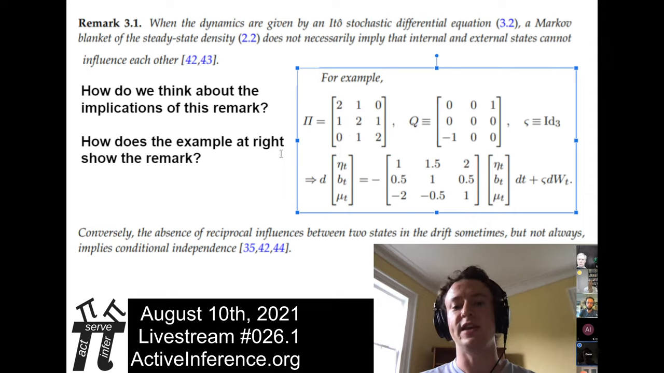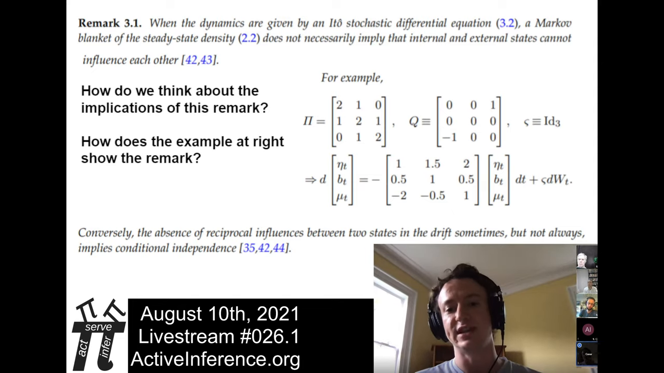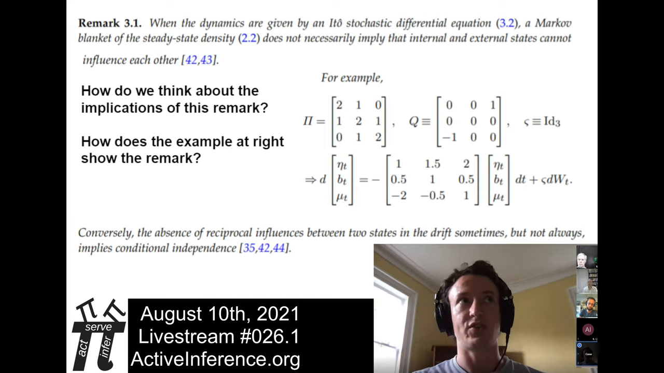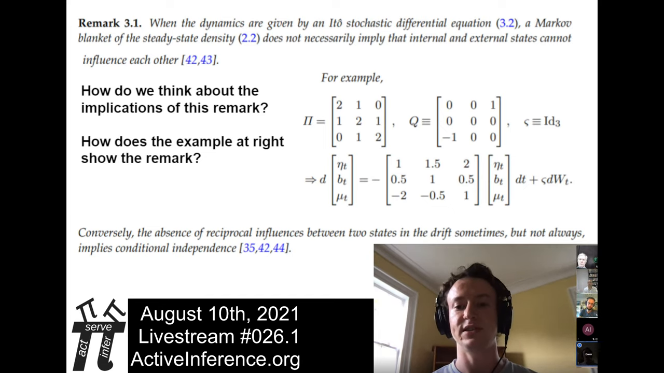It means that if I condition on blanket states, the middle row and middle column, then there's no more information I can get from external states about internal states or from internal states about external states. It's basically saying that the internal states get all the information they possibly can from the blanket states and the external states don't add anything else. But that's actually a different statement than saying that there's no stationary steady state correlation between internal and external.